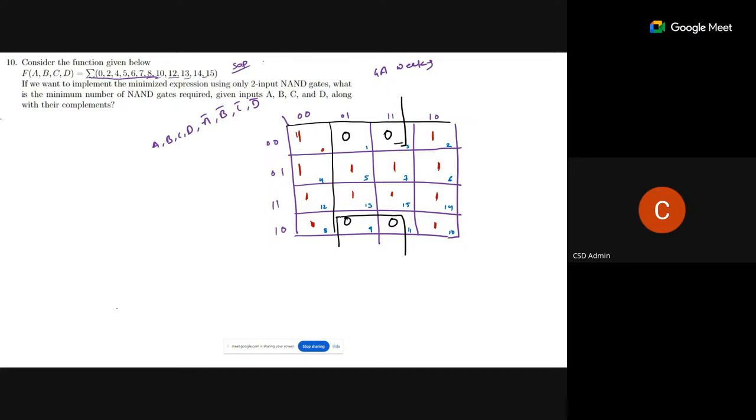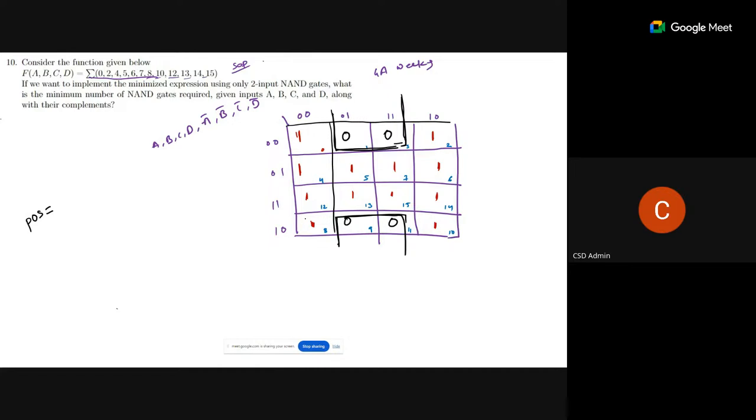Okay, so if you take POS, if you roll the paper, you can form one group, right? So what will be the POS? B star is not changing, so that will be there, and D is not changing, so that will be there. But okay, we'll take the complement of that. So BD star it will be.